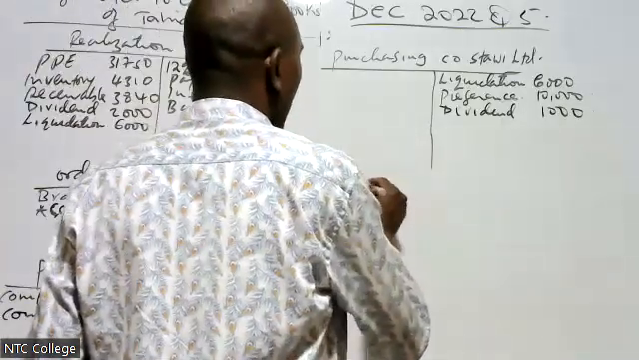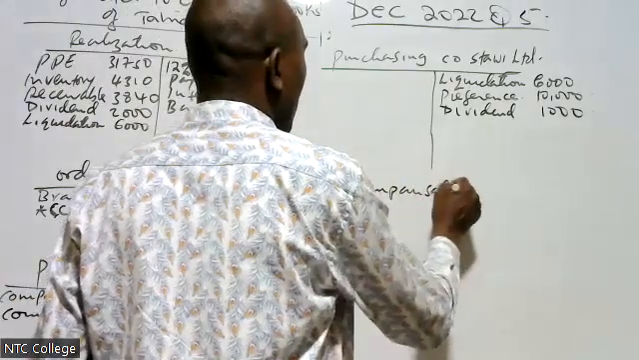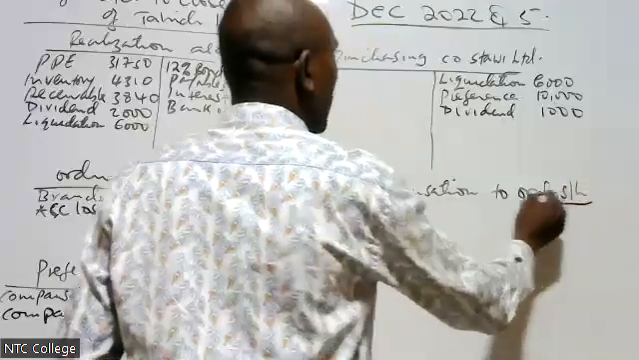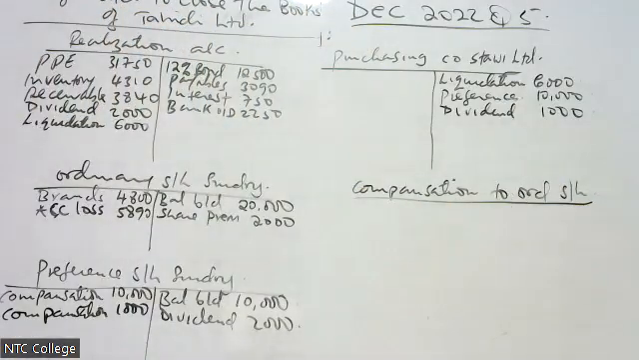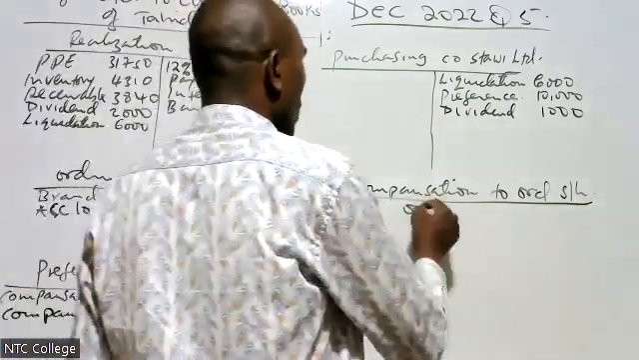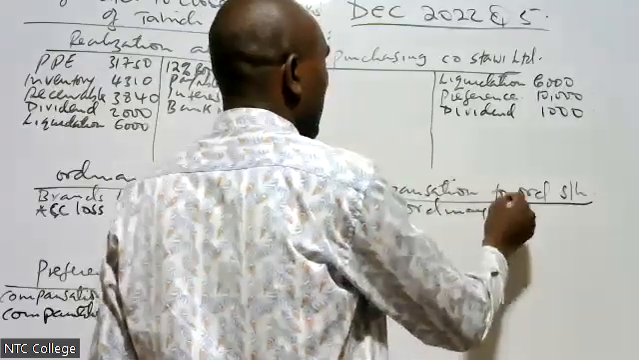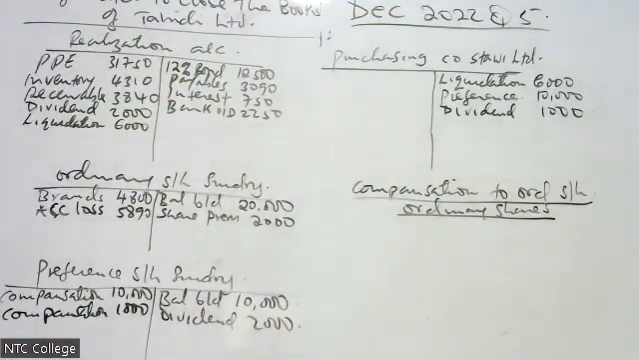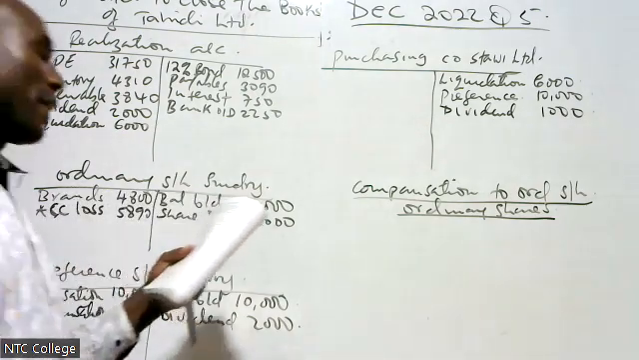When we read note number 4, it is compensation to ordinary shareholder. We are compensating the ordinary shareholder. How are we compensating? We are giving him ordinary shares. What are we giving him? Ordinary shares.